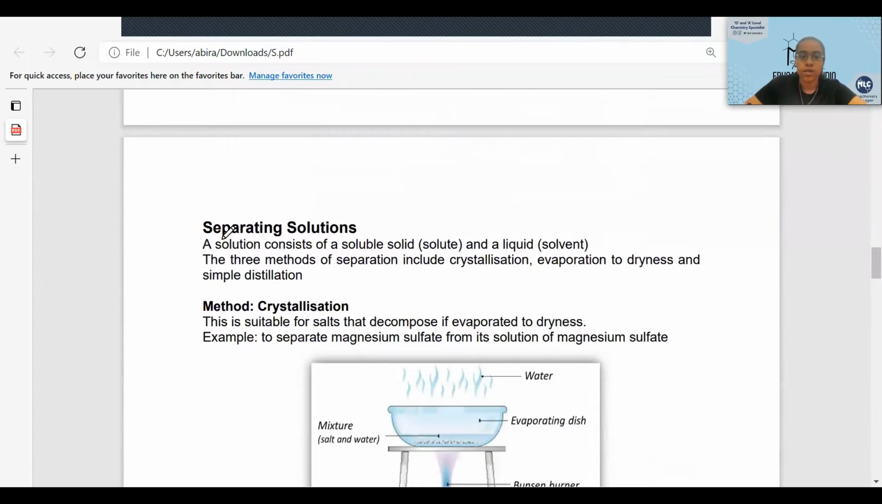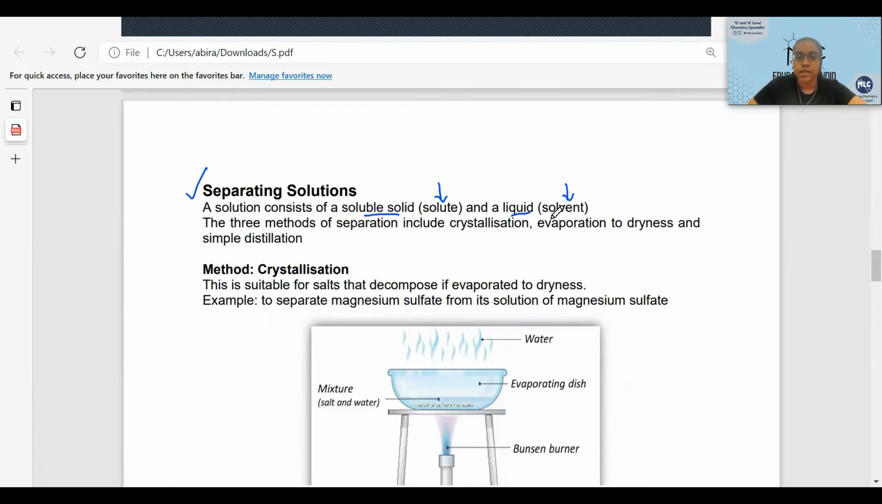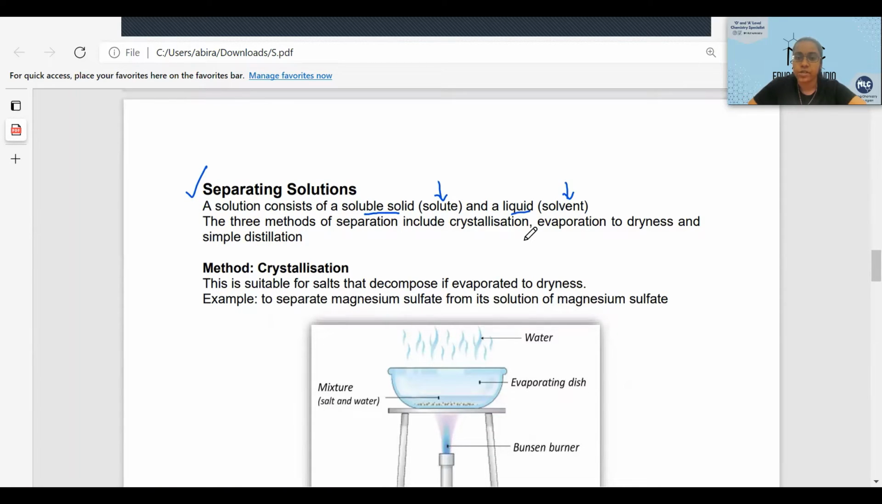Let's now talk about separating solution. What is a solution? A solution consists of a soluble solid, which is known as a solute, and a liquid, which is known as a solvent. There are actually three methods for separation, and they are crystallization, evaporation to dryness, and simple distillation. You need to know when to use which method.